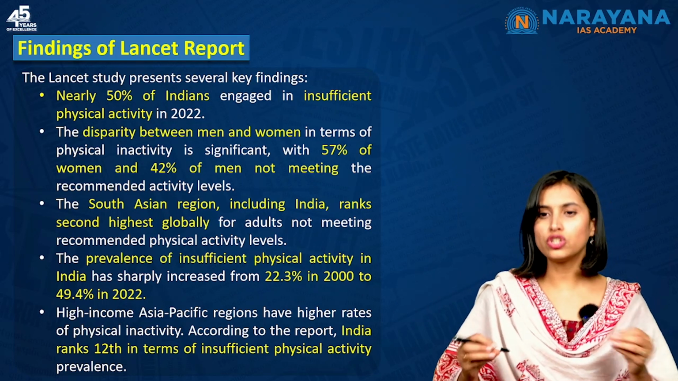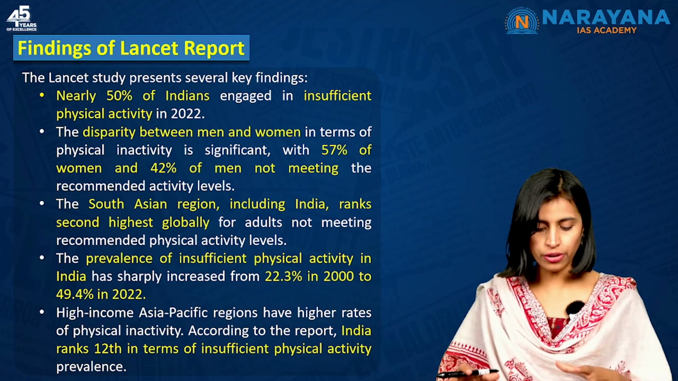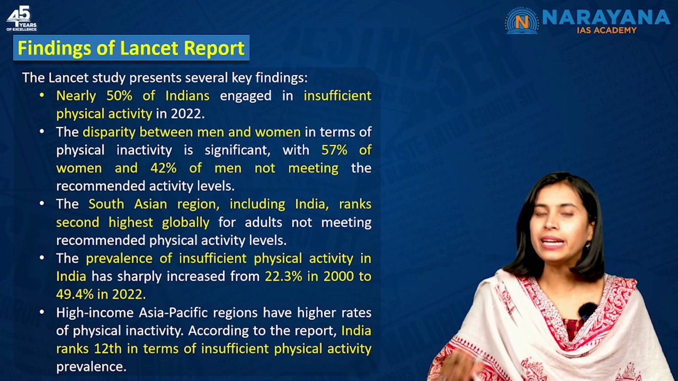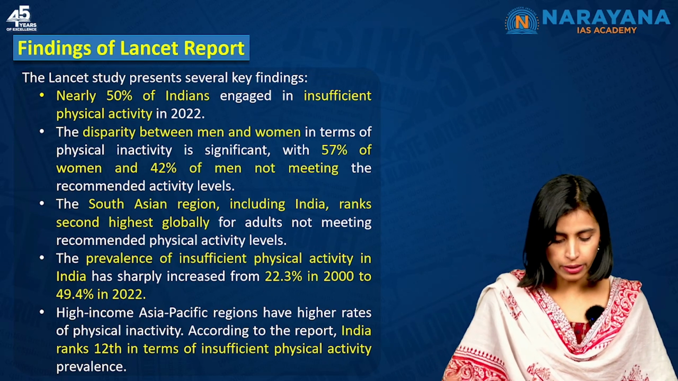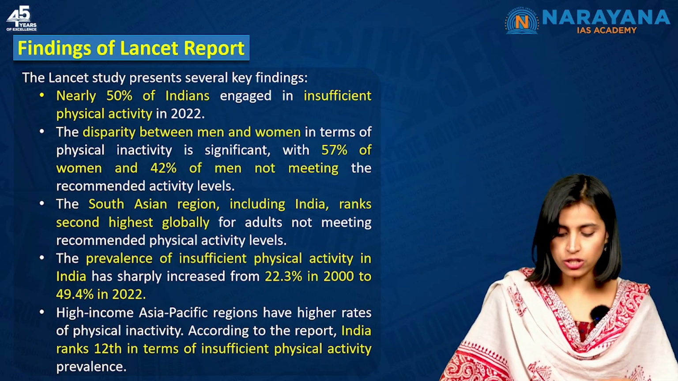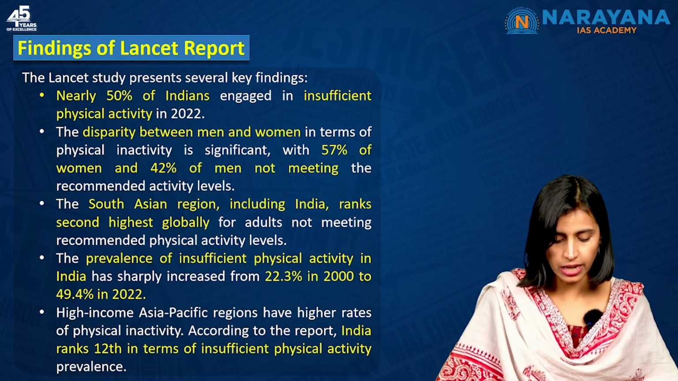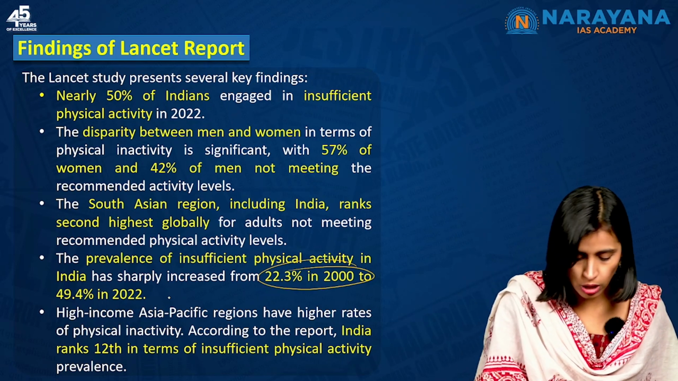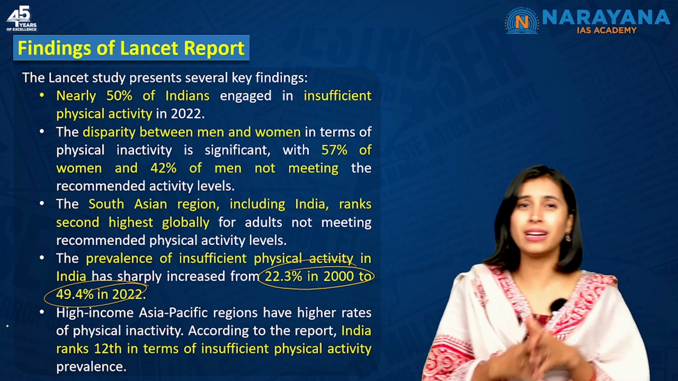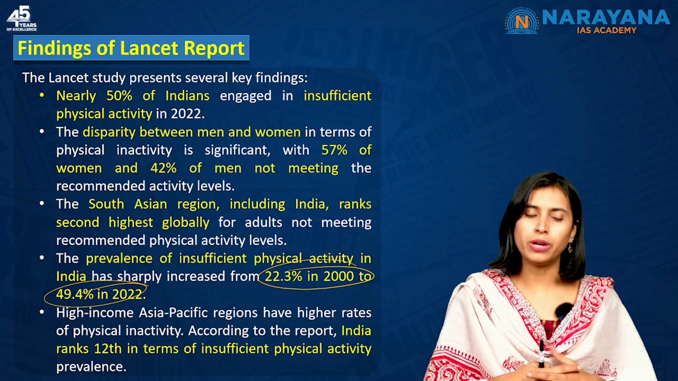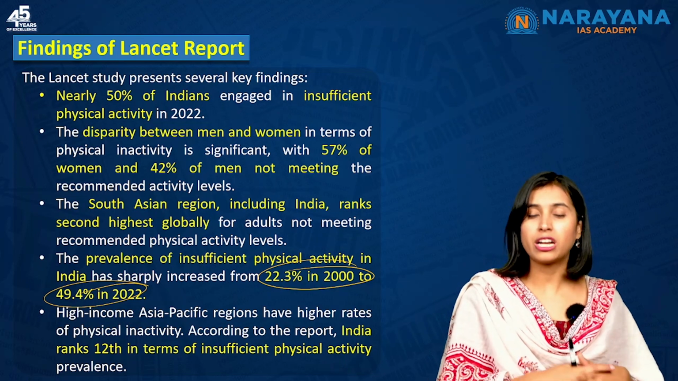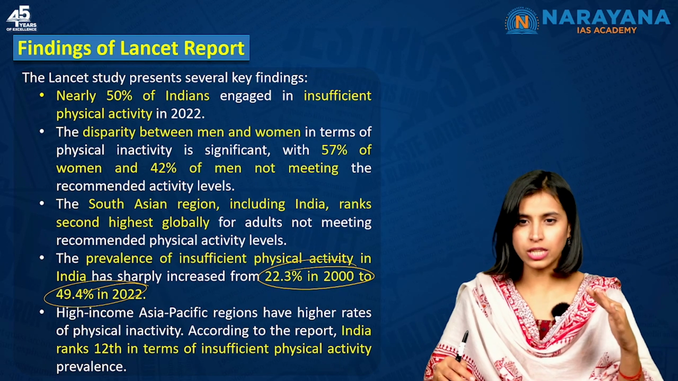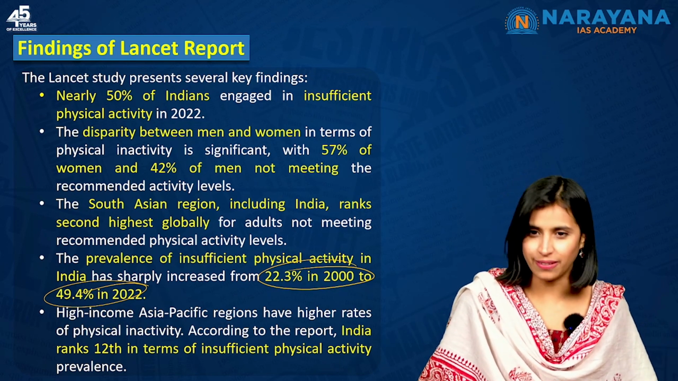Overall, the situation of India is becoming so bad that in the South Asian region, India ranks second highest globally for adults not meeting the required physical activity level. The prevalence of insufficient physical activity in India has sharply increased from 22% in 2000 to 49.4%. That means earlier, a quarter of the Indian population was not doing physical activity, but now half of India's population is not doing physical activity. So there is a sharp rise in the people who are living a very sedentary lifestyle.